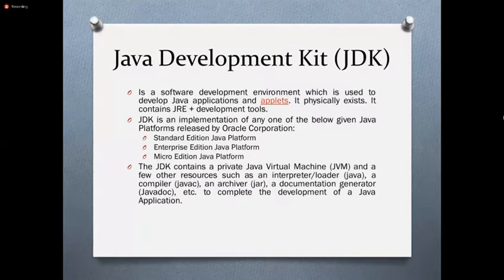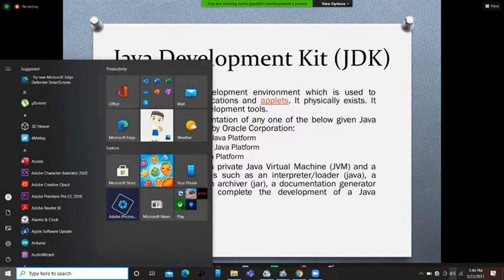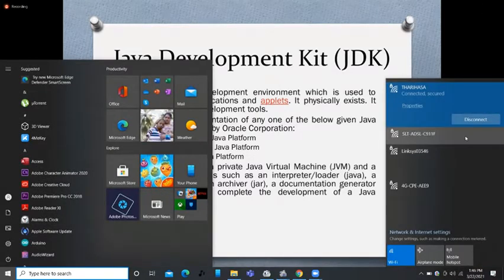Then we can consider the JDK is an implementation of any one of the below given Java platforms released by the Oracle Corporation. Right? It can be the Standard Edition Java Platform, the Enterprise Edition Java Platform, or the Micro Edition Java Platform. These things we have discussed in the previous slides. Then the JDK contains a private Java virtual machine or JVM and a few other resources like an interpreter, loader, a compiler, Javac, an archiver, jar, a documentation generator, Javadoc, etc. to compile the development of a Java application.